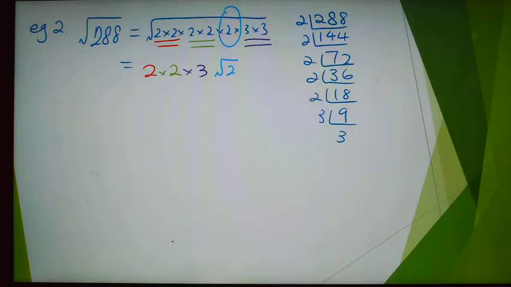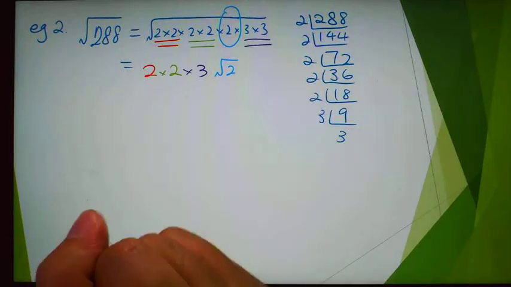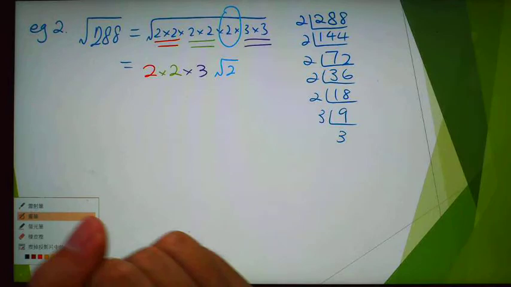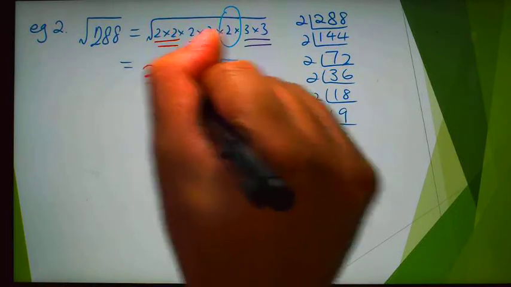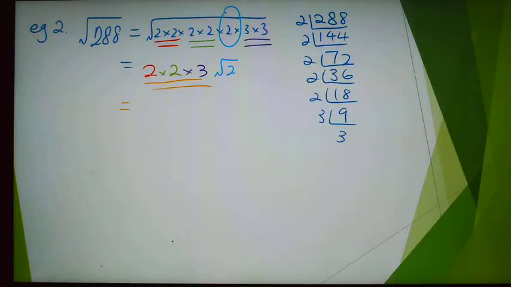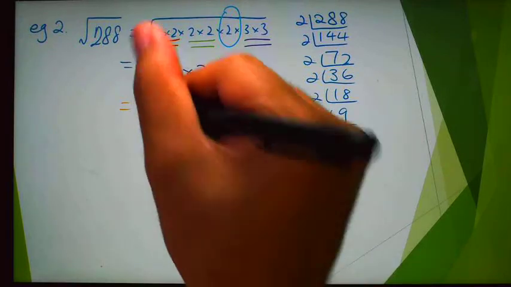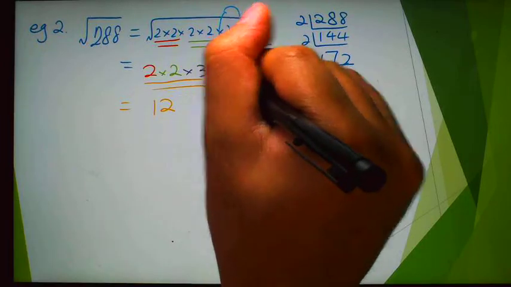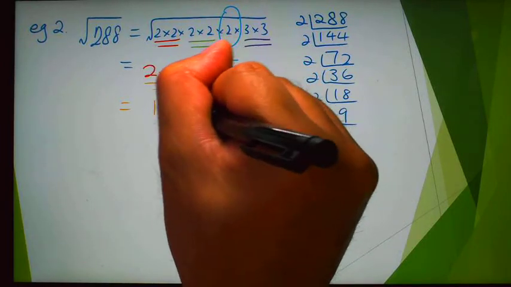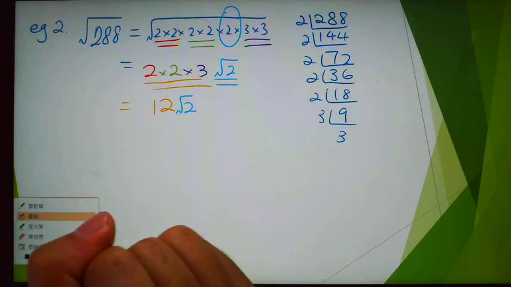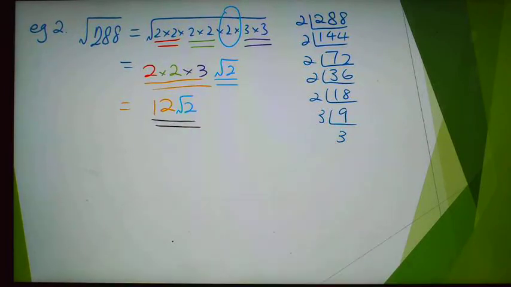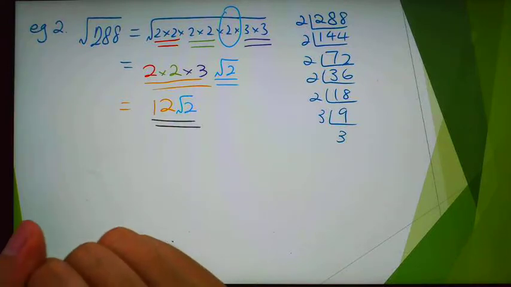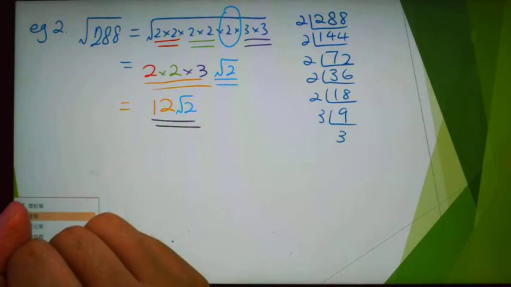Copy. Okay? And what about those colorful stuff in here? Multiply out. 2 times 2 times 3 becomes 12. And this one here, just copy straight away. So our final answer will be 12 root 2. Make sense? Okay? Alright. Have a look at one other example to refresh yourself.